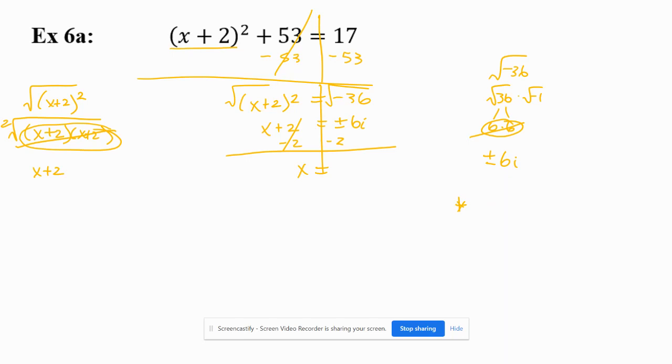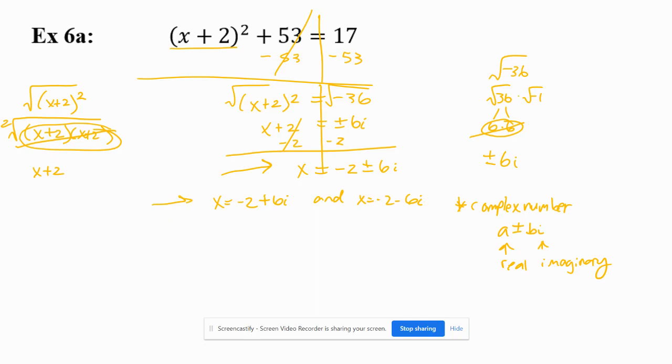So just to review, complex numbers are written as a plus or minus bi, where a is your real and bi is the imaginary component. So I'm going to want to bring down the negative 2 first, and then plus or minus 6i. So that would be my answer. If we separate it, we'll get x is equal to negative 2 plus 6i, and x is equal to negative 2 minus 6i. Again, you don't need to separate it. Sometimes it's helpful just to remind yourself that there are two solutions.